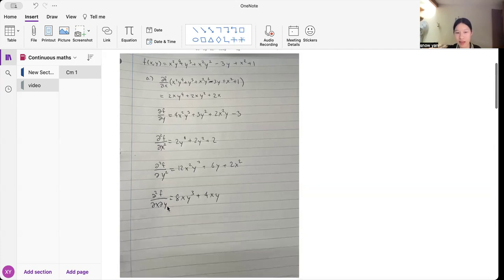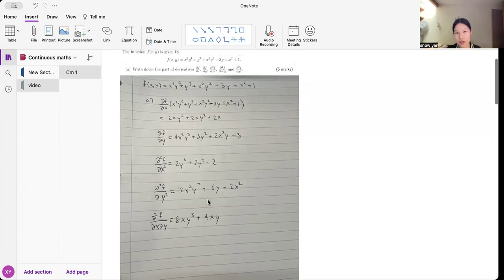And then for xy, it's just taking no matter which one, x, and then differentiating that with respect to y, or y and then x. The order doesn't matter. So no matter what we do, we get this expression. So I think it's pretty straightforward.